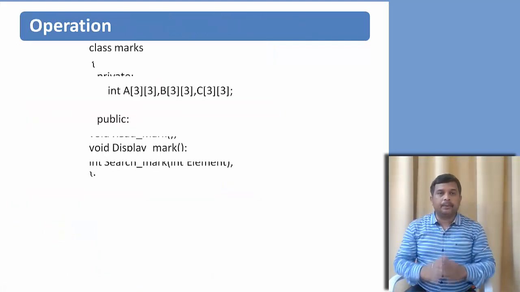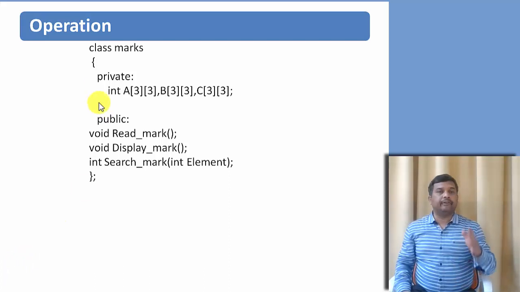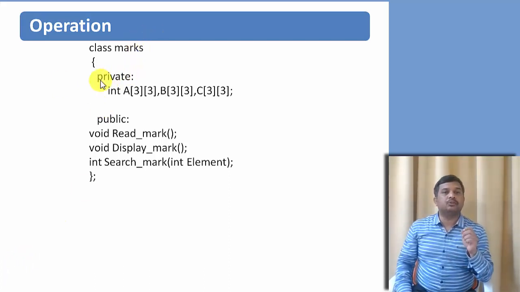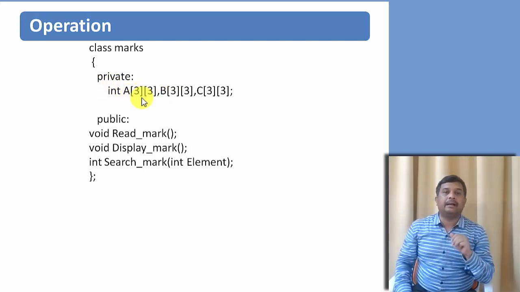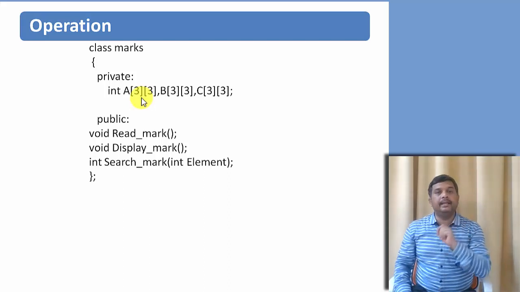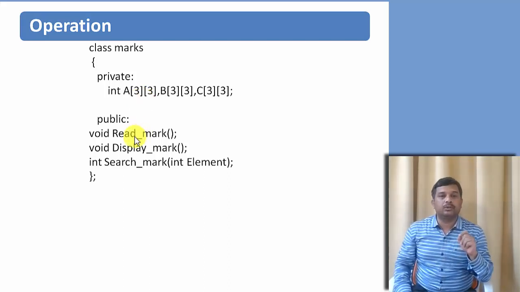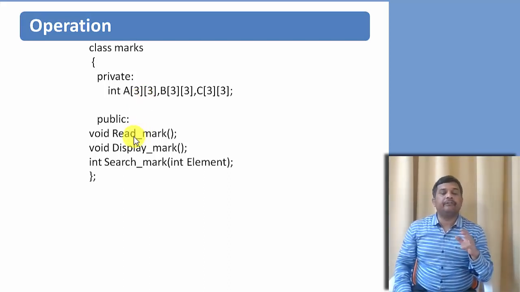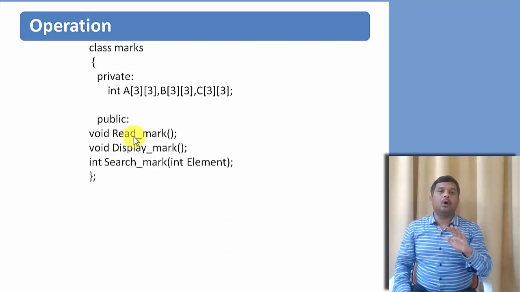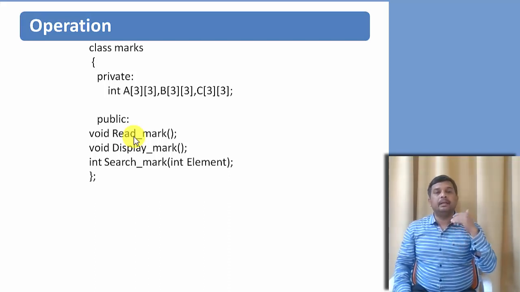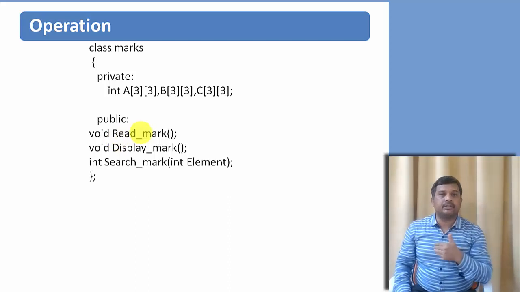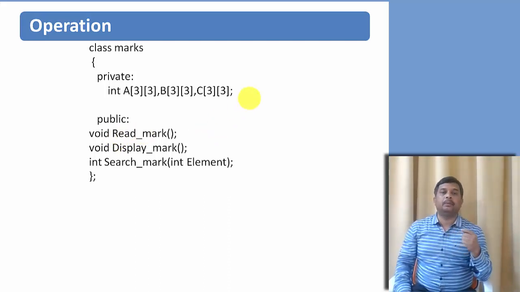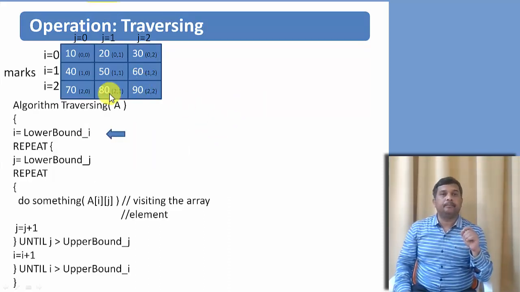Before going for the operations on a two-dimensional array, let us try to define a class. We have a class called marks, let us say, with a private section. In that we define three matrices A, B and C, each of size 3 cross 3. And we define a few simple operations that will be more or less like traversal. Let us see it one by one with the help of an algorithm.